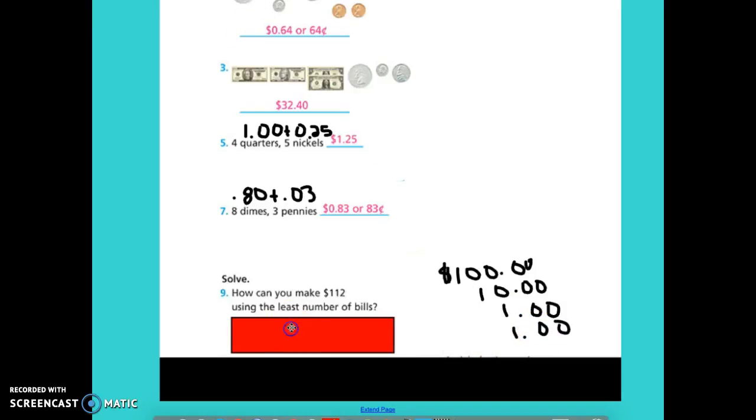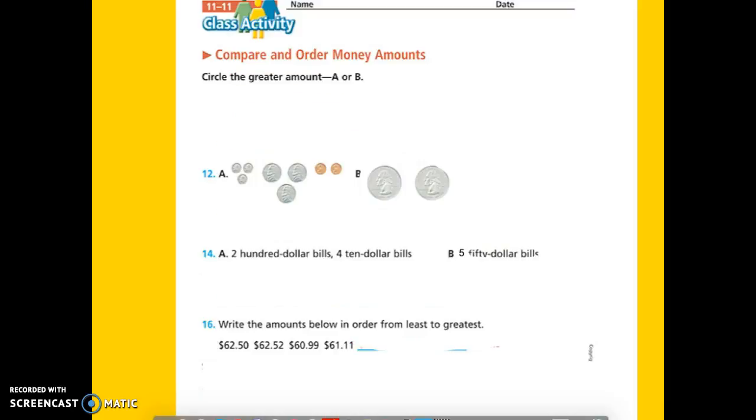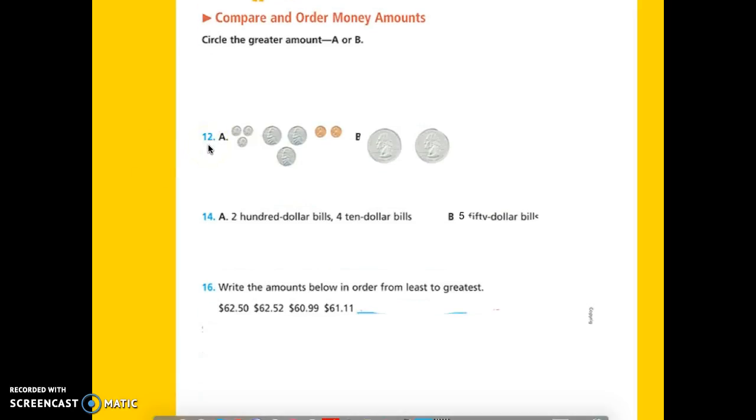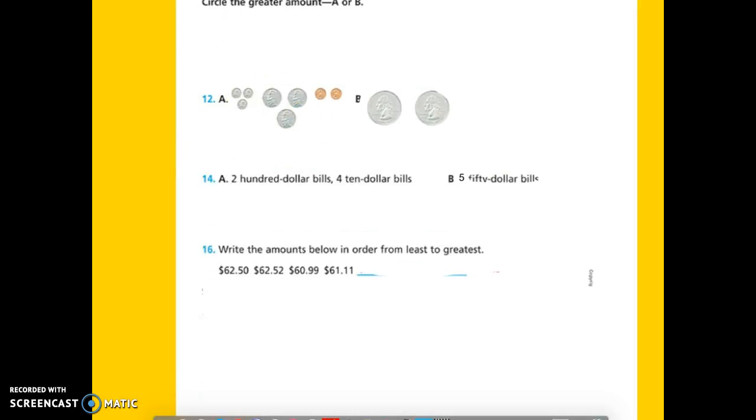Let's see how we did. Yep, 1 $100 bill, 1 $10 bill, and 2 $1 bills. All right. Now we get to do something. We get to figure out which one is greater for these two. So we'll do one together and then we'll have you try one. So we get to circle which one is the greater amount.